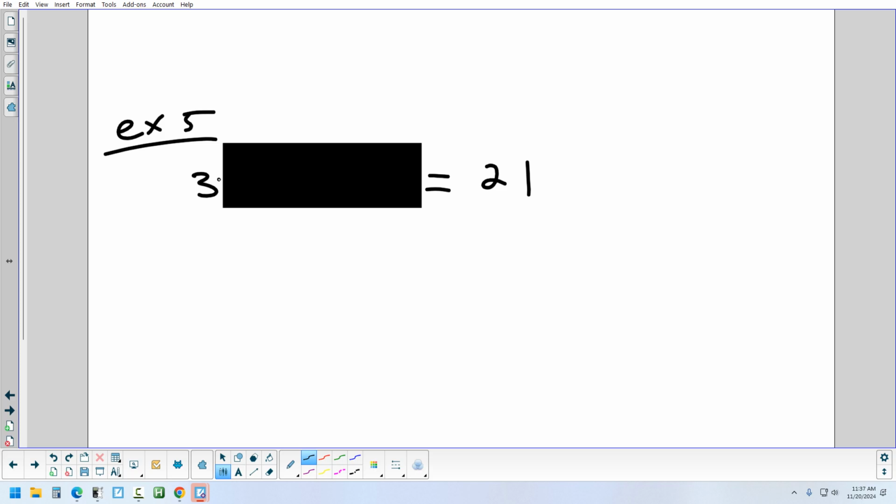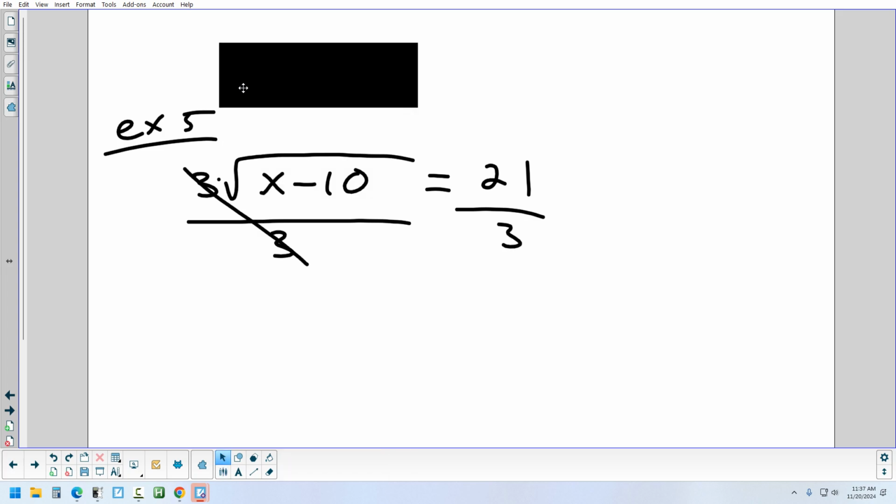So how would we get rid of the times 3? What would you divide by? 3. Divide by 3. That cancels. And now all that we have left is the box. What's in the box? Now that's important. Square root of x minus 10. And 21 divided by 3 gives me 7.